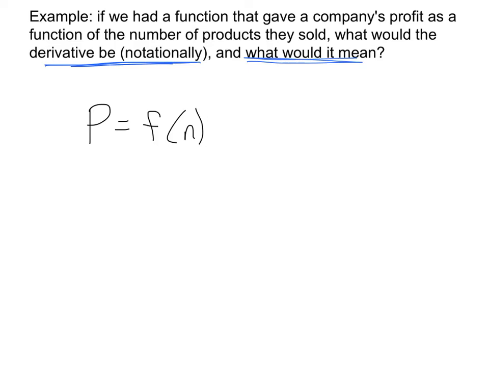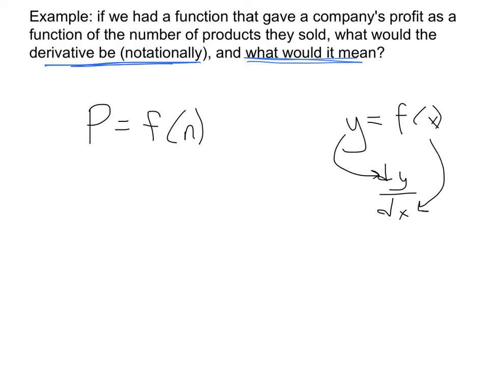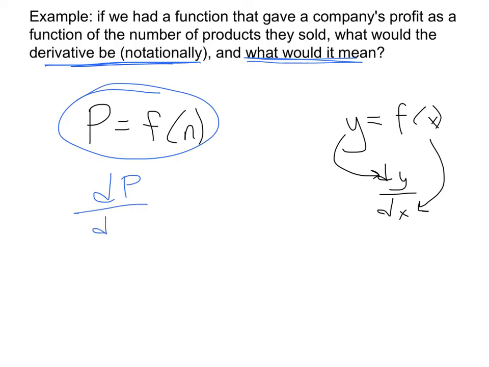So first of all, notationally, well, remember, when we have y equals f of x, our derivative looks like dy/dx. It's the change in y divided by the change in x. So in this case, when I'm looking at profit as a function of the number of things sold, notationally that derivative would be dP/dN. Now what would it mean? This thing would mean the change in profit compared to the change in the number of things sold. So it's basically how much more profit you get for each thing that you sell.